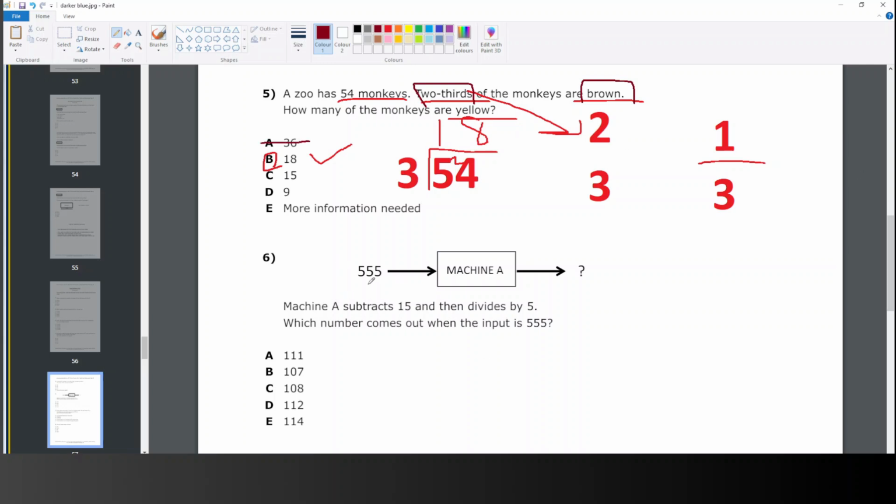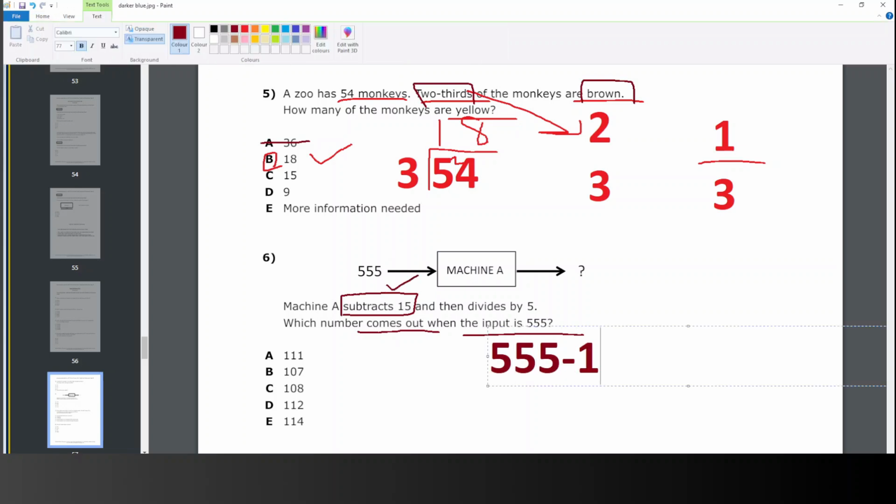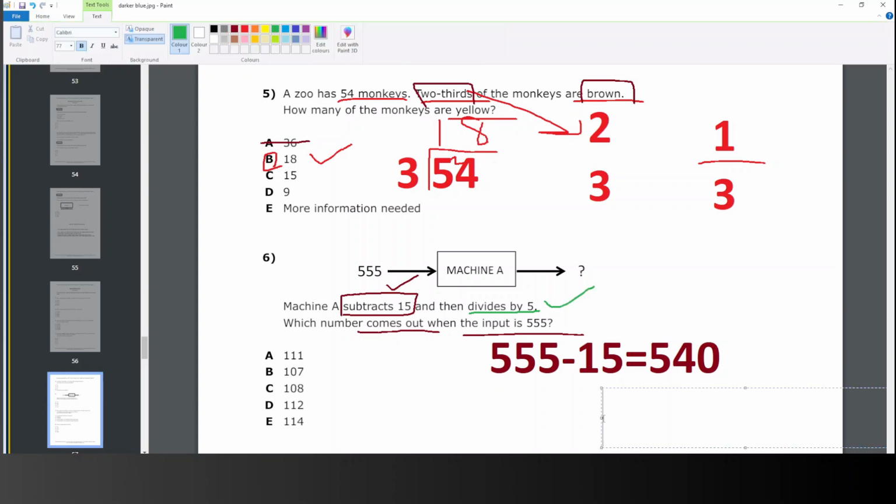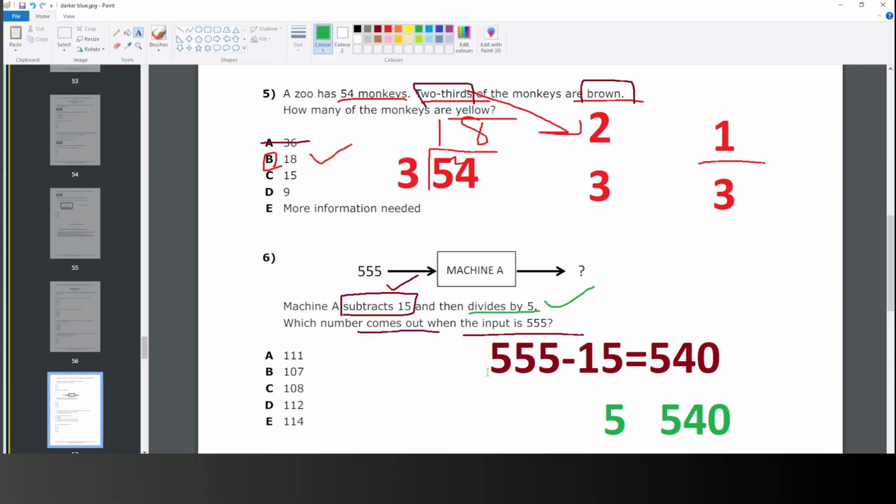Question 6. Machine A subtracts 15, then divides by 5. Which number comes out when the input is that? Okay, we just obey this number machine. Easy question. Get it right. Here, subtract 15. 555 minus 15 equals what? 540. And then what does it say? Divide by 5. Okay, pause the video now. 5 seconds. Do it. Don't be lazy. 5 into 540 is what?